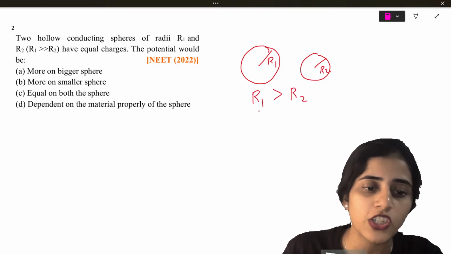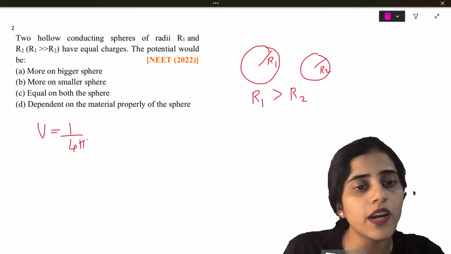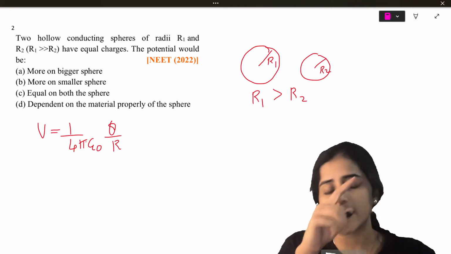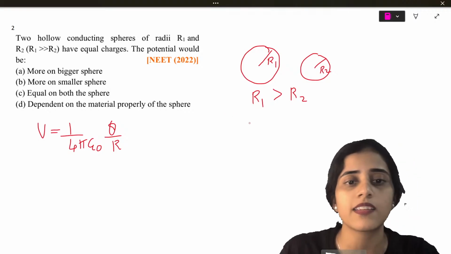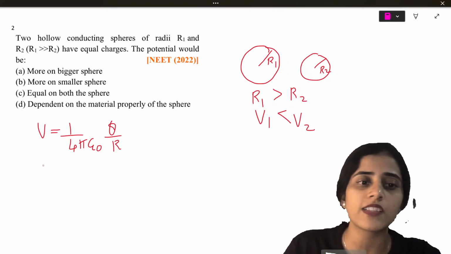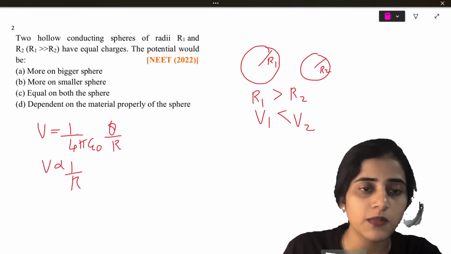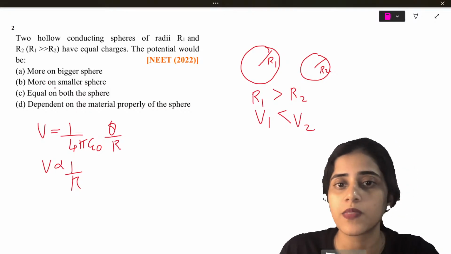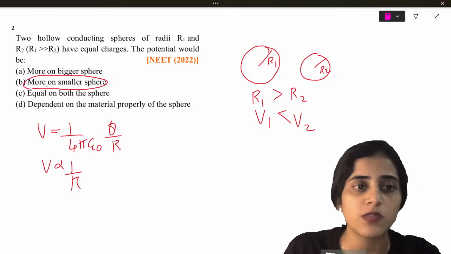So how will the potential change is the question. What is the formula for potential? V is equal to 1 by 4 pi epsilon naught Q by R. So V and R are inversely related. If R1 is greater than R2, shouldn't V1 be less than V2? Because V is proportional to 1 by R. So what should the answer be? The potential is more on the smaller sphere, which is V2. So the answer is going to be B.